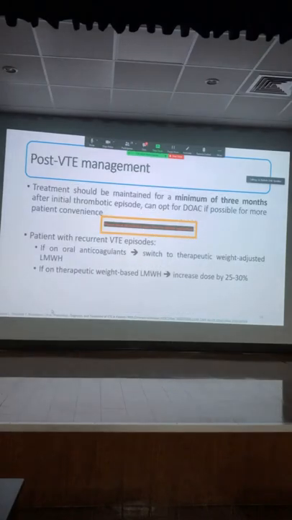Post-VTE management. Treatment should be maintained for a minimum of 3 months after the initial thrombotic episode. Can opt for DOACs if possible for more patient convenience. Patient with recurrent VTE episode, this is most important. If on oral anticoagulation, switch to therapeutic weight-adjusted low molecular weight heparin. If on therapeutic weight-based low molecular weight heparin, increase the dose by 25 to 30%.